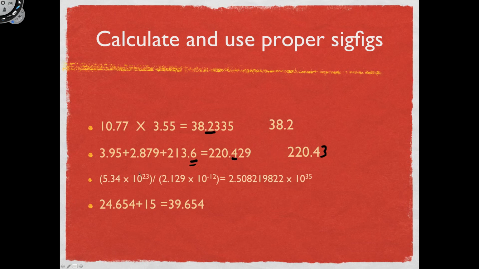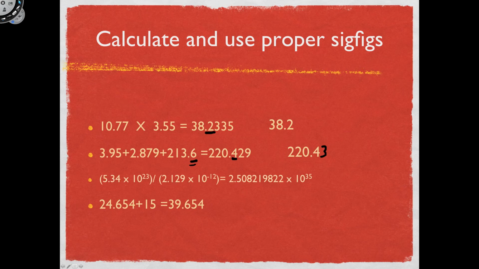All right, how about down here? We have a division problem. 5.34 times 10 to the 23rd divided by 2.129 times 10 to the negative 12. This is a division problem. It has the same rule as multiplication: look at the numbers you divided, figure out which one has the least number of sig figs. Again, multiplying and dividing has nothing to do with places past the decimal. It has to do with least number of sig figs. How many sig figs in this number? 1, 2, 3. How many sig figs in this number? 1, 2, 3, 4. So by rule, I go with the number that has the least amount, which would be this one, and that's 3 sig figs.